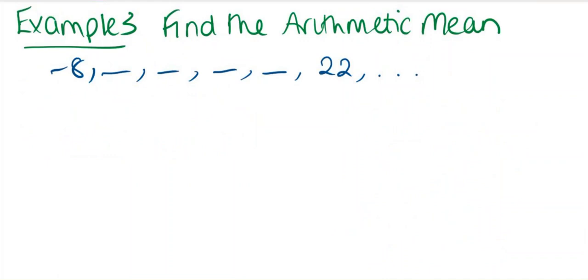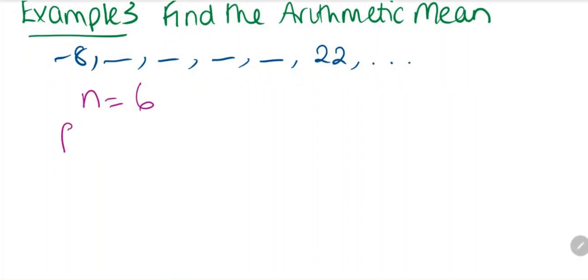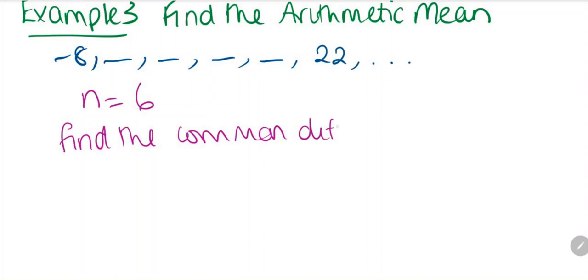Okay, so we're given example 3, find the arithmetic mean. So we're given two terms. We're given minus 8 is the first term, and the last term is 22, and we don't know the 4 terms in between. So the total number of terms we have is 6. So that's minus 8 and 22, so that's 2 terms plus the 4 we don't know. So n is going to be 6. So now we need to find the common difference, d.